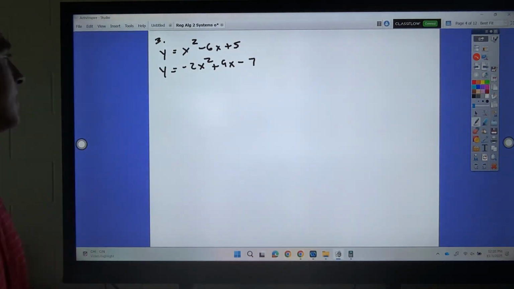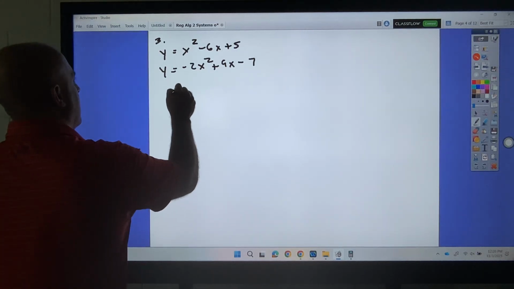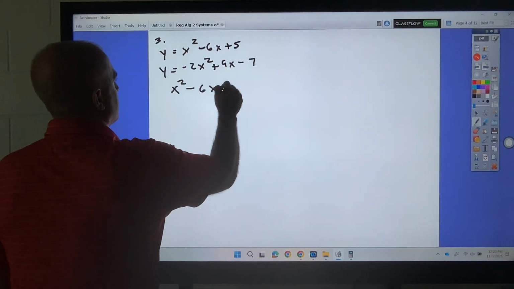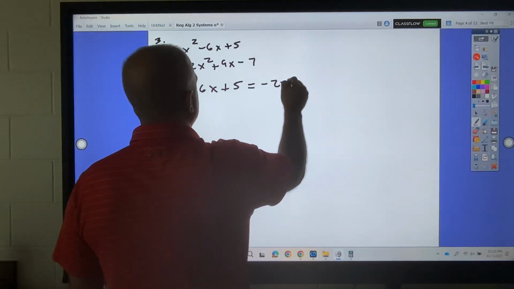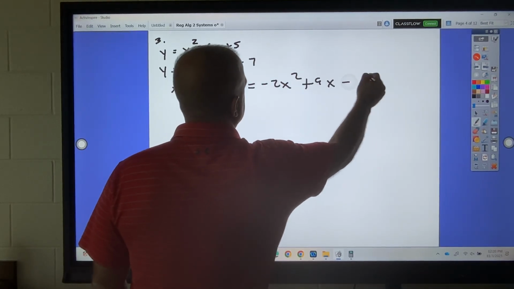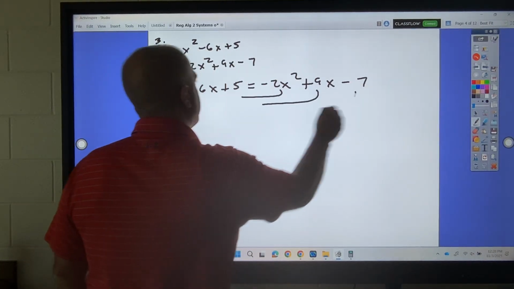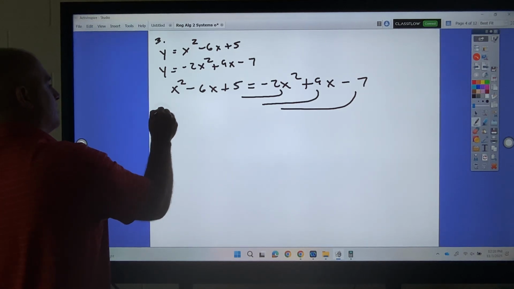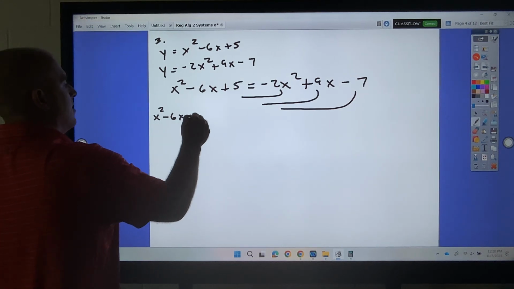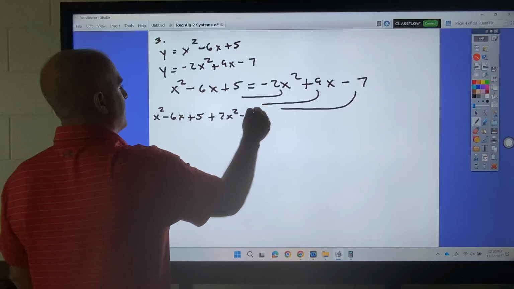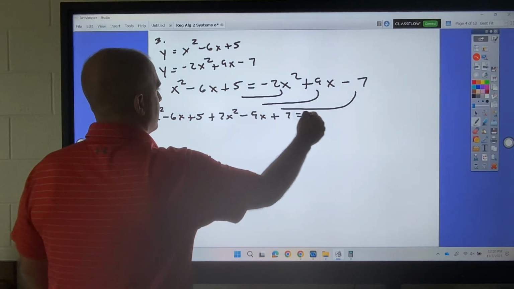Okay, let's do one more together. I got x squared minus 6x plus 5x equals negative 2x squared plus 9x minus 7. So what I'd want to do is move these over to make that positive. So I got x squared, same thing over here, positive 2x squared, negative 9x, positive 7 equals 0.